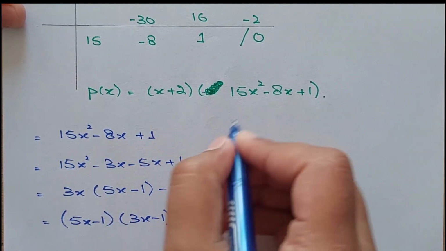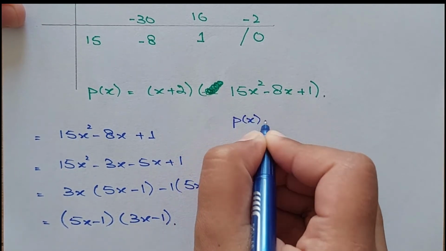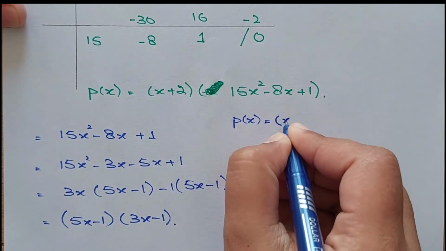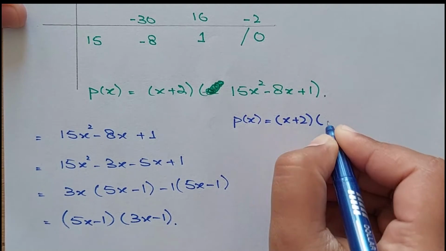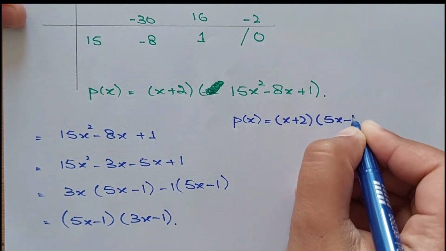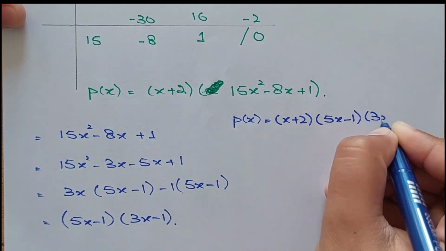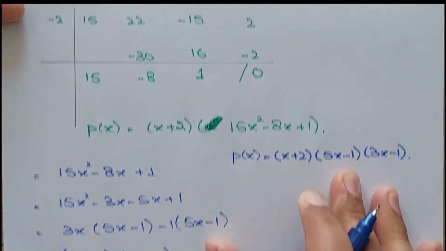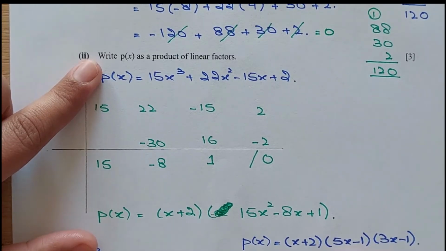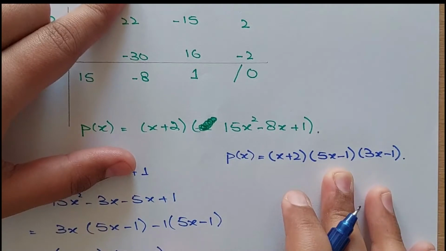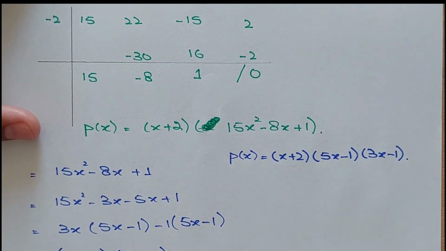So we can say that the polynomial p of x has linear factors: the first factor is x plus 2, another is 5x minus 1, and the next is 3x minus 1. So we wrote down the polynomial p of x as a product of linear factors, so three linear factors.